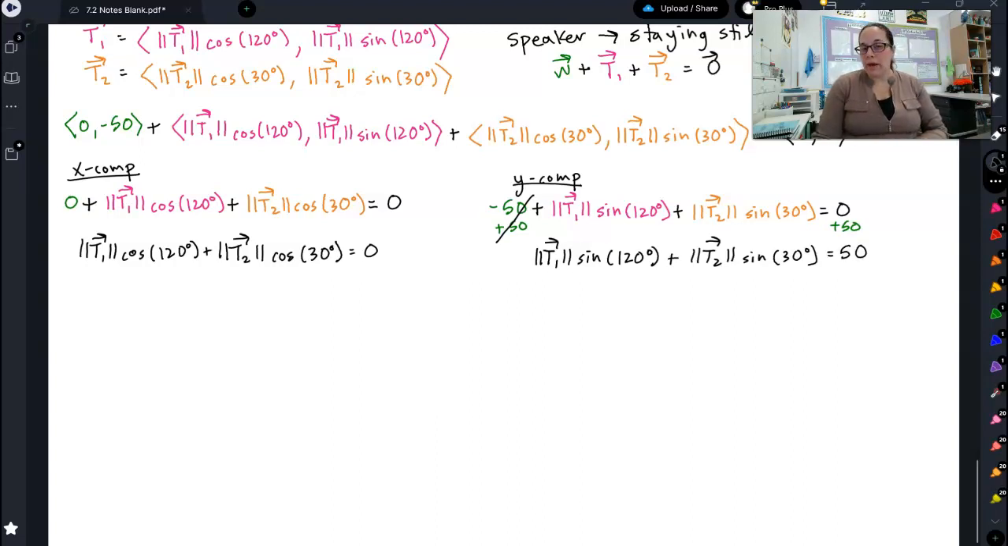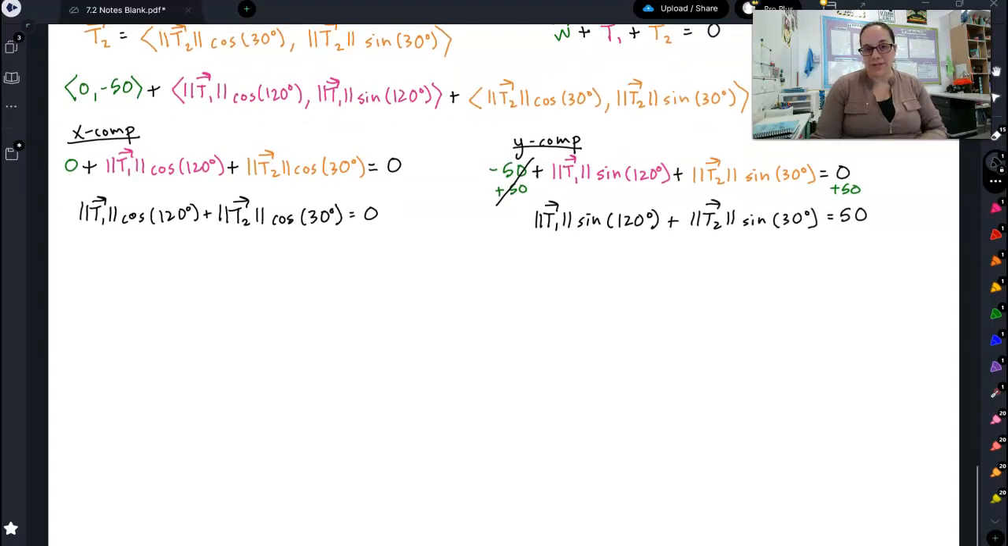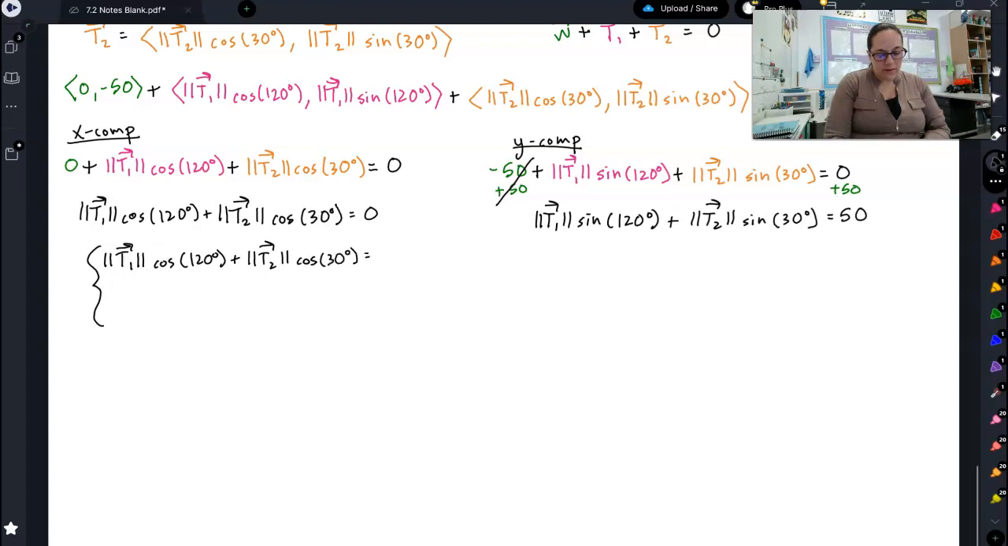And you might notice that this is actually a system of equations. Take you back to 1050. I can put these two equations together into one beautiful system.